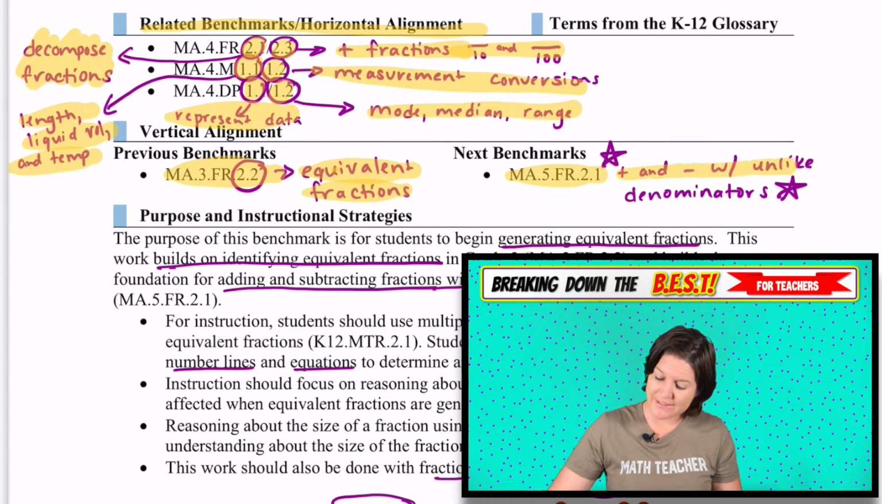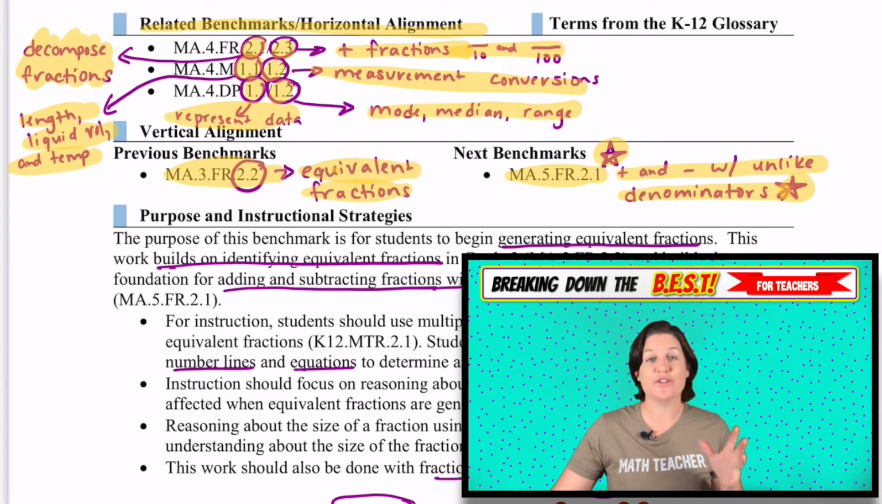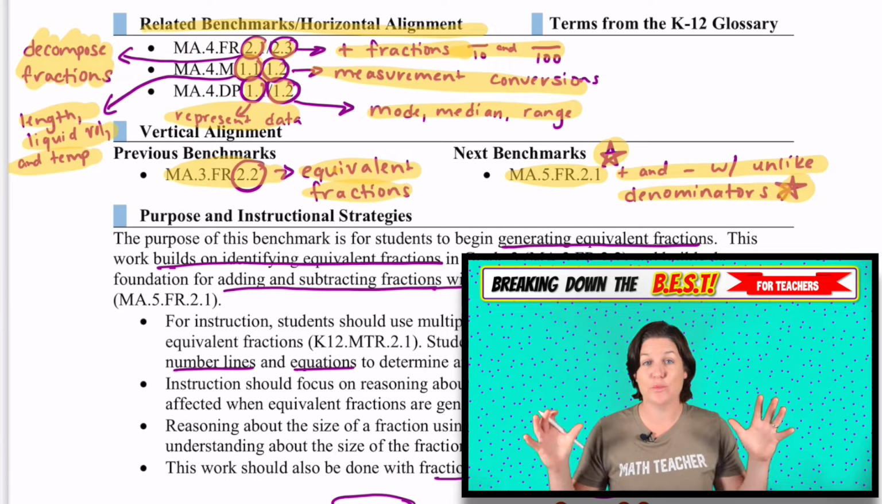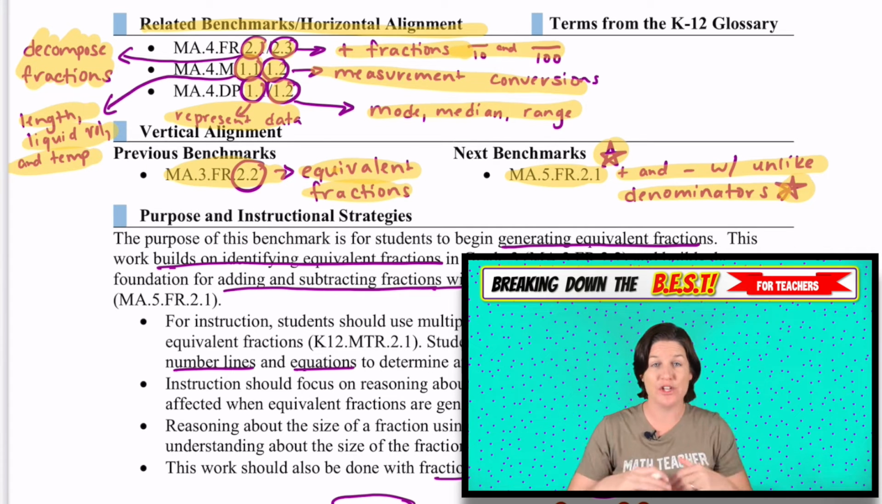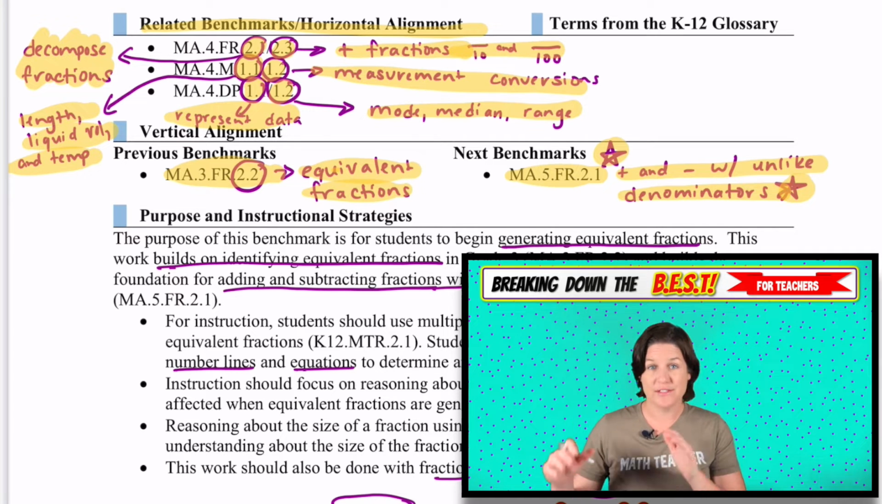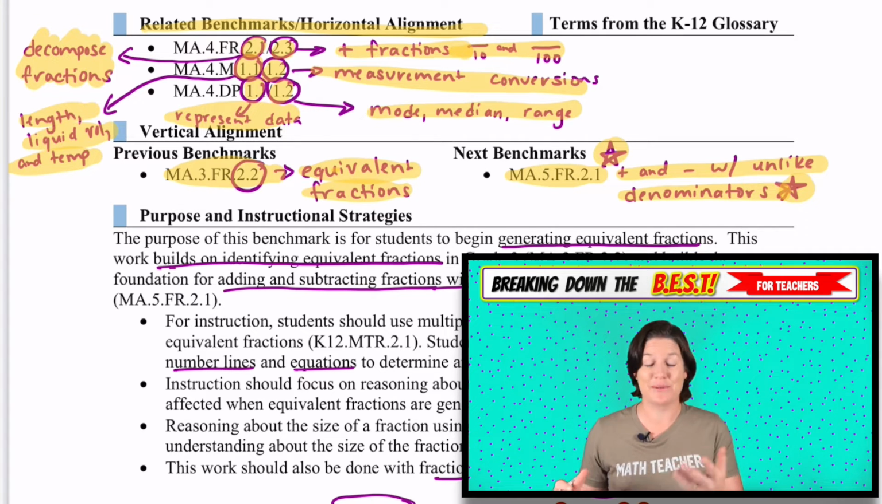MA.5.FR.2.1 is adding and subtracting with unlike denominators, and I put stars around this because this standard that we're going over today is going to significantly impact that standard. In order to add and subtract fractions with unlike denominators, we must have those denominators match, which means there's a ton of creating equivalent fractions to make that happen. So they've got to understand this one is what I'm trying to say.